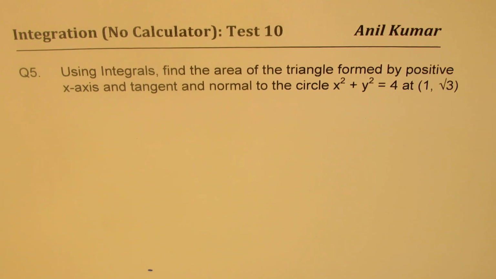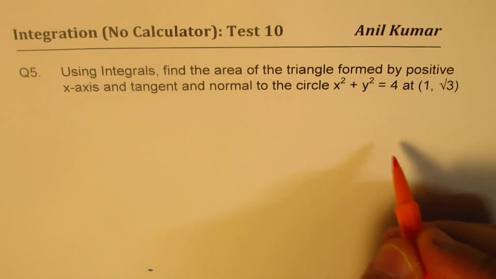Now here is another test question on integrals, to find area defined by the intersection of a few lines or curves. Question number 5 here is: using integrals, find the area of the triangle formed by the positive x-axis and the tangent and normal to the circle x squared plus y squared equals 4 at (1, square root 3). You can always pause the video and answer the question.